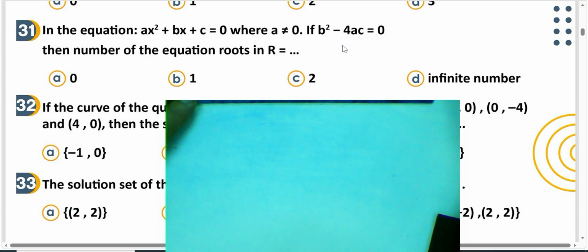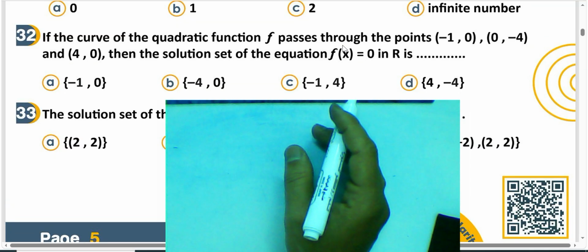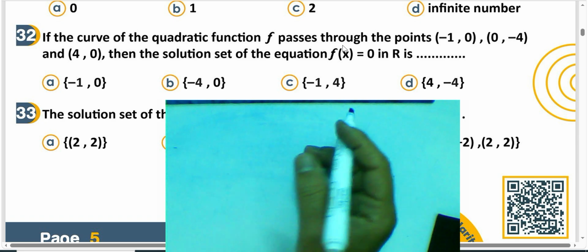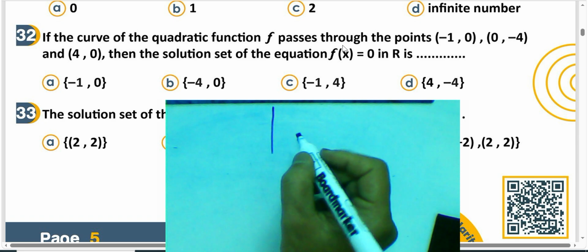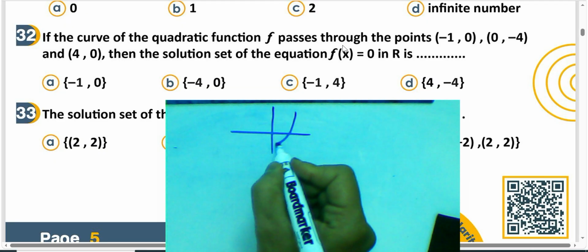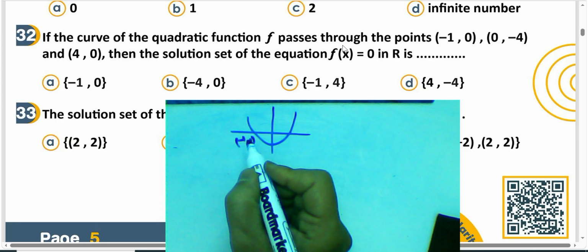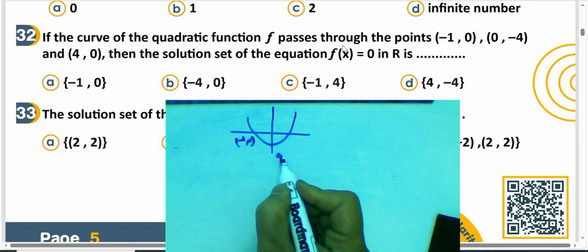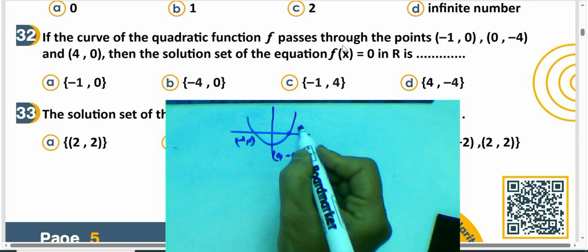Next question. The curve of the quadratic function is passing through negative 1 and 0, 0 and negative 4, and 4 and 0. What is the solution set of the equation? Okay, we have a curve of the function passing through 3 points like this. First, negative 1 and 0, and second here, 0 and negative 4, and the third will be 4 and 0.